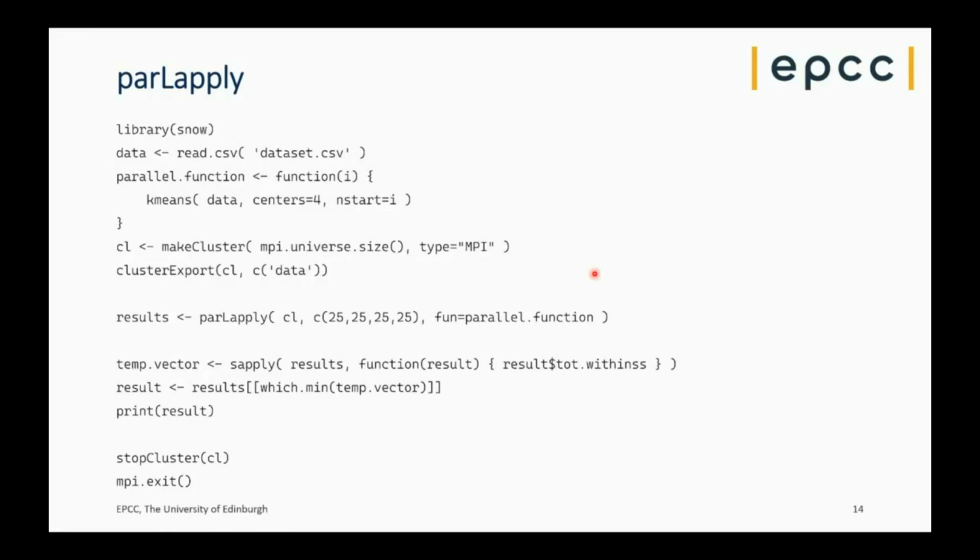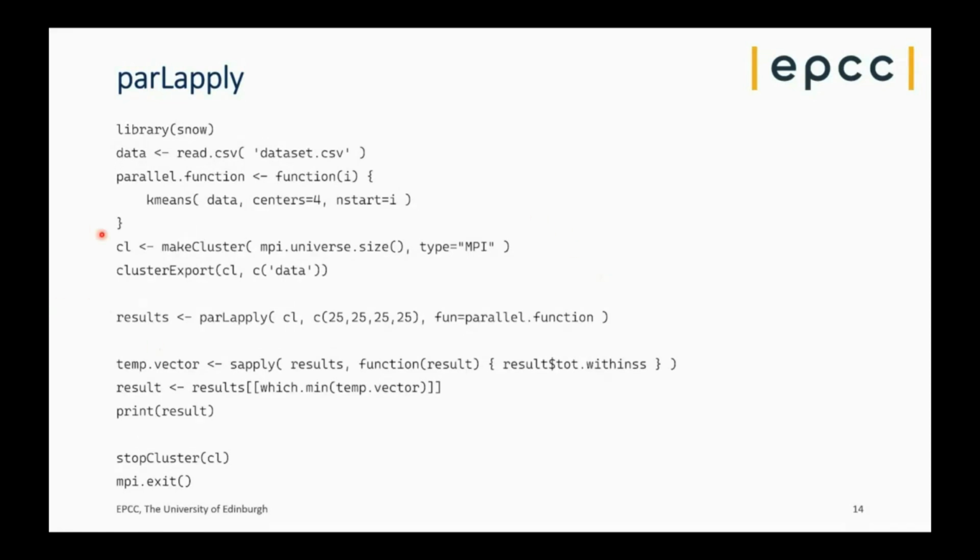If we want to go to that multi-node context, where we want to use more than one compute node on ARCHER2 for the same job, we then need to bring in a library which provides that functionality for us. And in this context, we're looking at the snow library. And snow gives us these makeCluster and parLapply functions, which will distribute work across workers, even across multiple nodes.